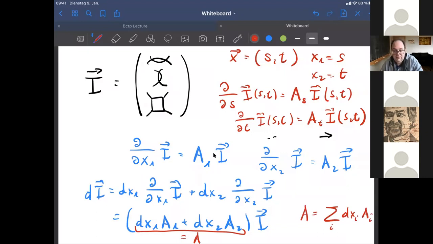It's at this point just a handy way of writing things, to compactify all the notation into one object.